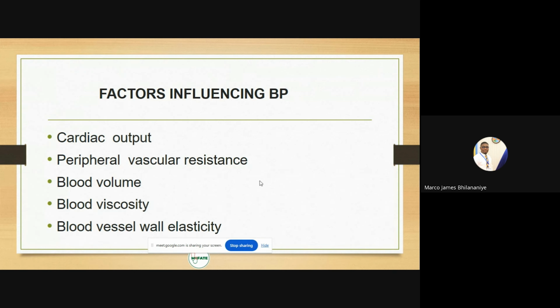The blood volume itself, as we usually see in hypovolemic shock, or somebody who has lost body fluid, blood, vomiting, diarrhea, whatever the case, you will reduce the volume of circulating body fluid, including blood, and the blood pressure will be affected. Again, the blood viscosity, as well as blood vessel wall elasticity. These are some of the issues affecting the blood pressure.